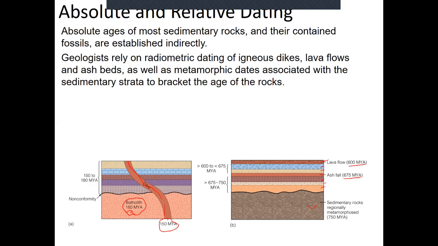So we know this sedimentary rock is younger than the 750 million year old metamorphic rock, but it's older than the 675 million year old ashfall. So that makes this sedimentary rock between 675 and 750 million years old. But these sedimentary rocks must be younger than the 675 million year old ashfall, but older than the 600 million year old lava flow due to superposition, which puts them between 600 and 675 million years old. So we can use relative dating along with known points in time from the absolute dating of igneous rock to come to some conclusion about the absolute age of sedimentary rock.